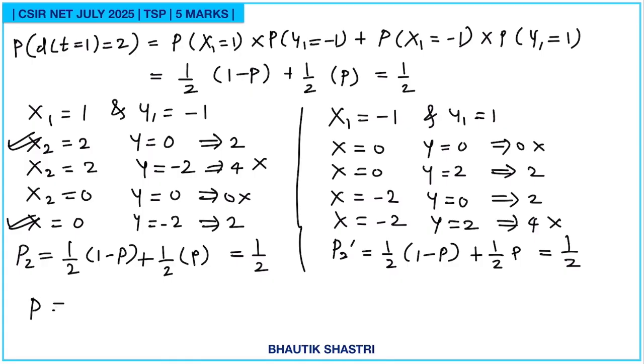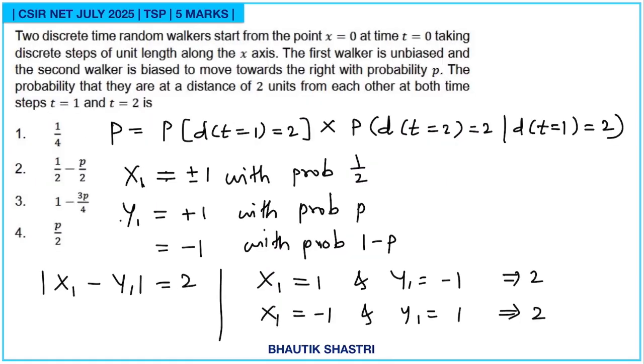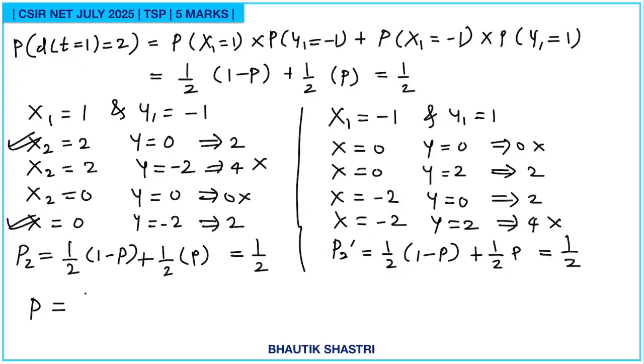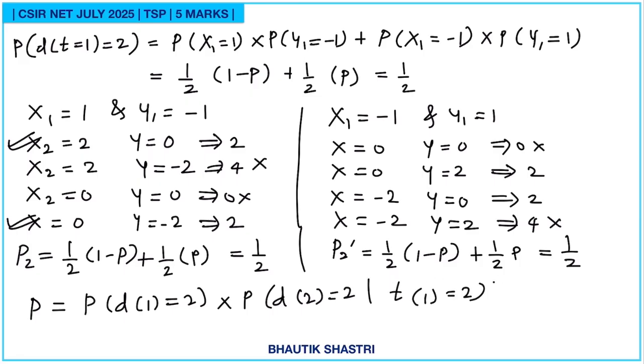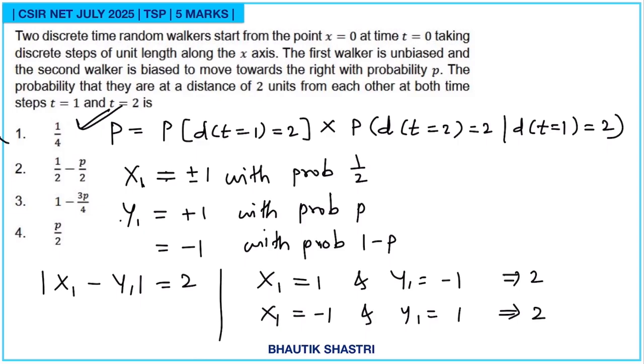So now the total probability that I have written here, we will substitute all the values here. So the probability that d1 is 2 into the probability that d2 is 2 with condition that d1 is 2 will be equal to half into half. So the answer is 1 by 4. So here option 1 is correct.